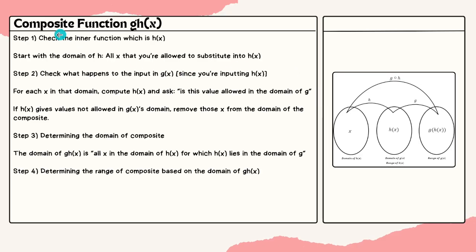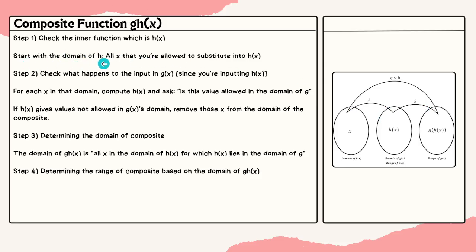Moving on, you have composite functions. This gets a bit tricky sometimes. You basically have this entire process of checking whether a suitable domain fits the range. Let me go through these steps. To check the range and domain of your composite function, you have to check the inner function first of all. In this case, you have g h of x, so you're basically inputting h of x into g of x. That gives you your composite function.